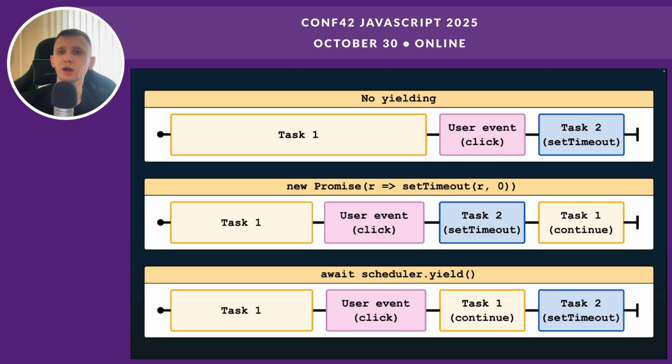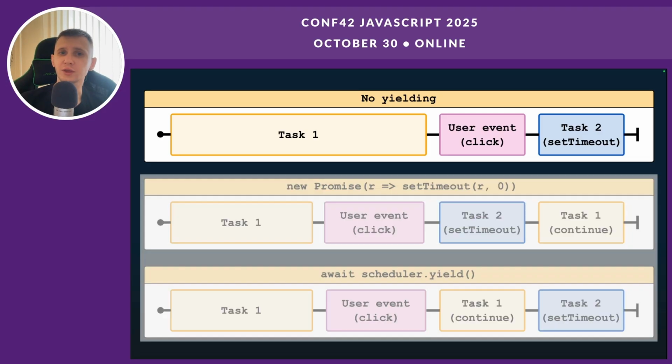The following diagram illustrates how the three approaches compare in practice. Let's look at them. In the first example, without yielding to the main thread, at first the long task 1 runs uninterrupted, blocking the main thread and UI accordingly. Then a user event is processed, a button click triggered during the execution of task 1, and finally task 2 is executed, the setTimeout callback scheduled earlier during the execution of the long task.